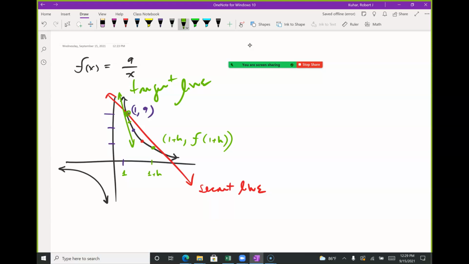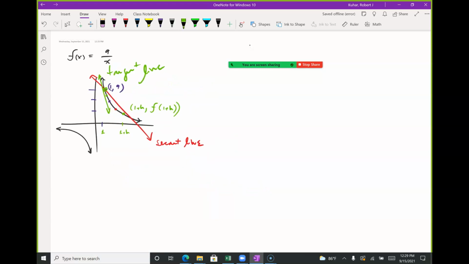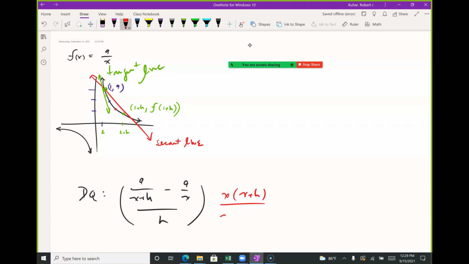So let's first find our difference quotient. You're not really copying me here. You're doing the work yourself, right? And let's see if we get to the same place. So my difference quotient here is going to be 9 over x plus h minus 9 over x, all over h. Everybody with me? So we're doing the difference quotient.